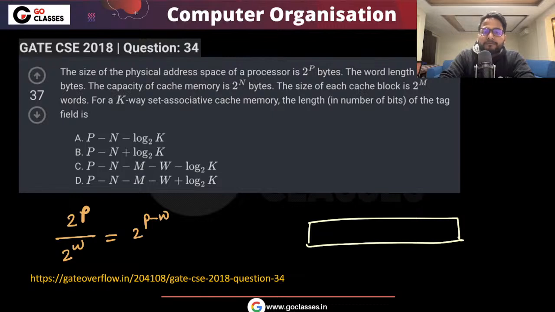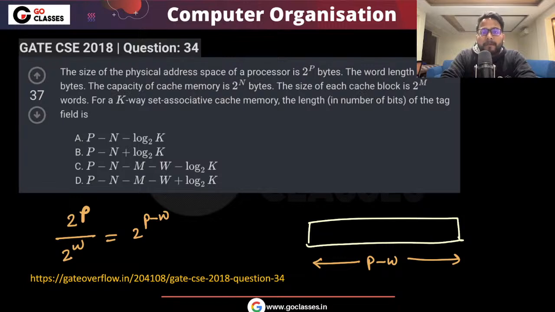That is what I'm trying to say. So basically you can just divide by the word length, and then you will be getting 2 power p minus w. So you can say p minus w is your address, number of bits in terms of the word. Let me know if that is okay to everyone, or there is any confusion here. Okay.